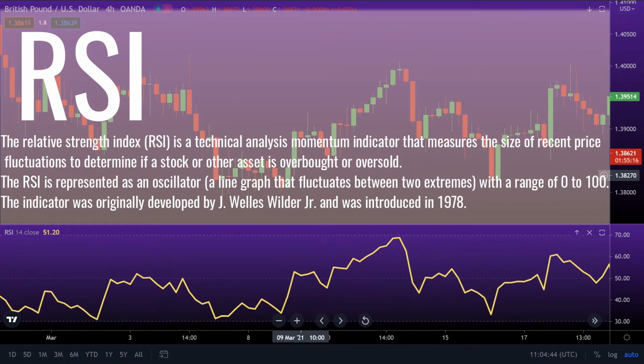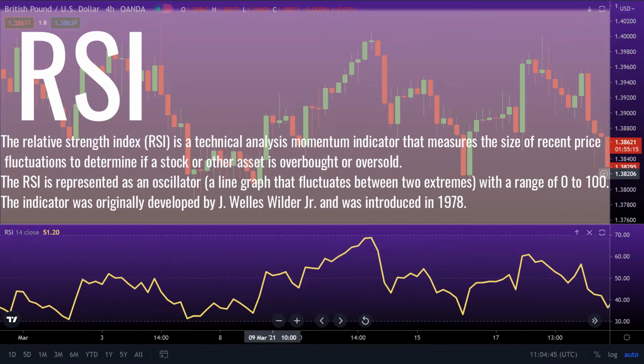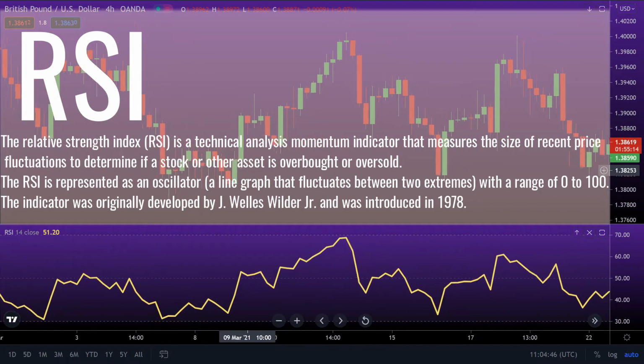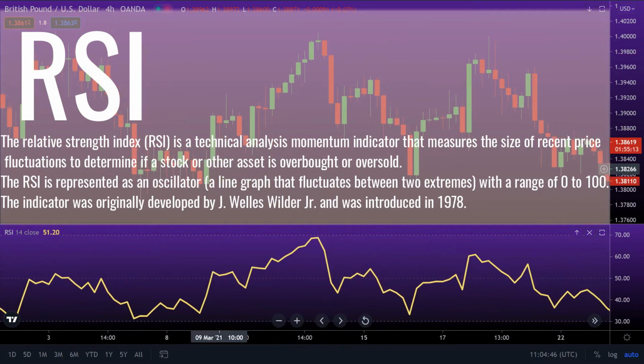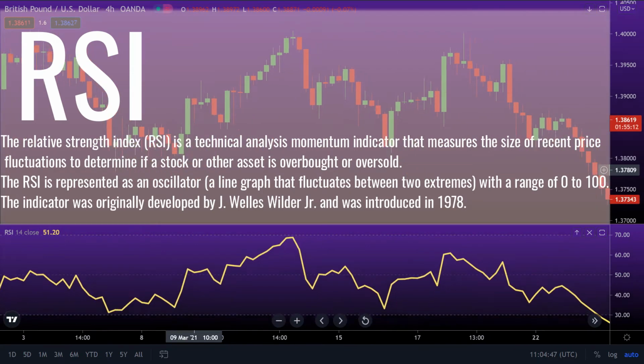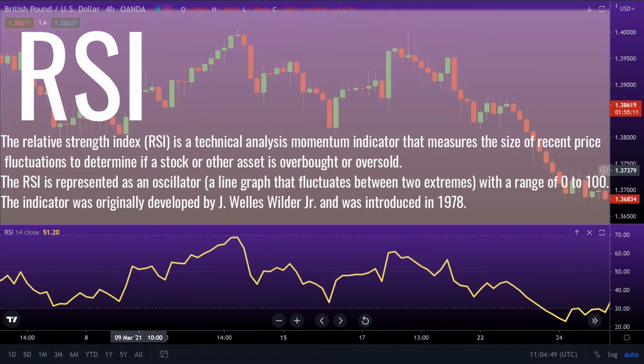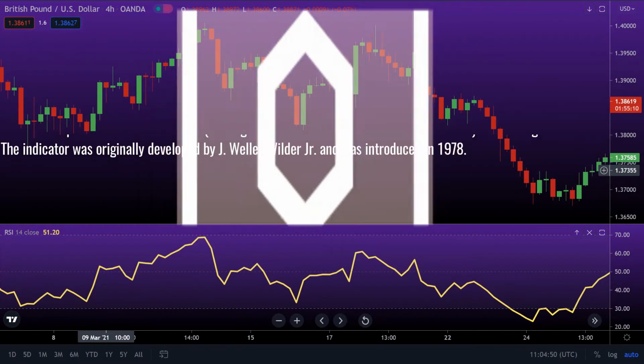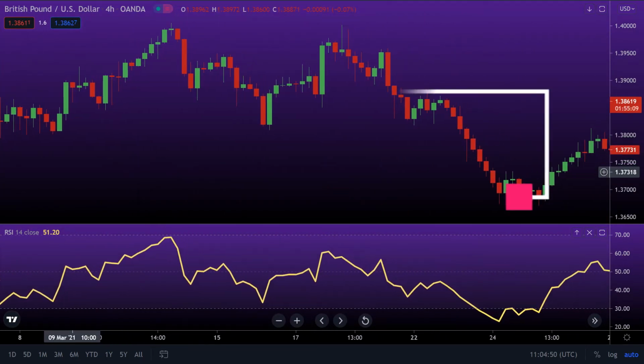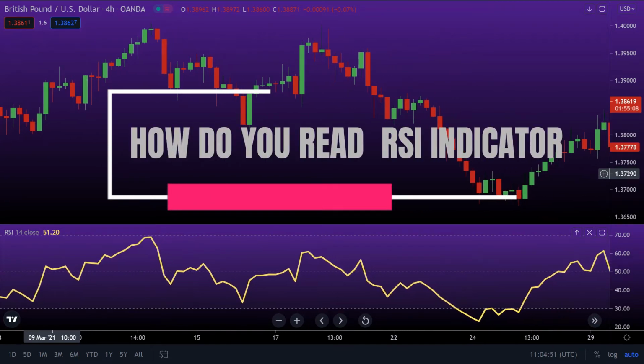The RSI is represented as an oscillator, which is a line graph that fluctuates between two extremes with a range of 0 to 100. The indicator was originally developed by J. Wells Wheeler Jr. and was introduced in 1978. Before we continue, we need to understand how to read the RSI indicator.